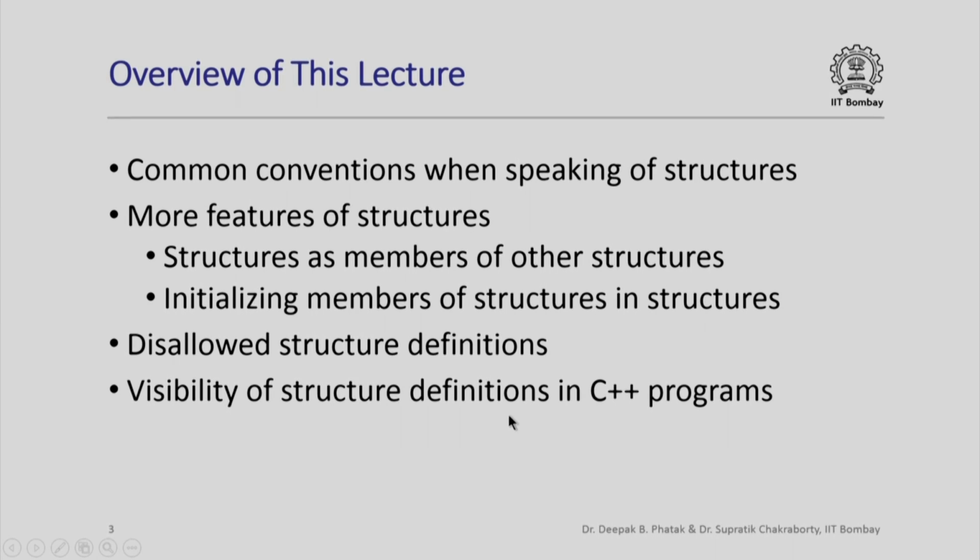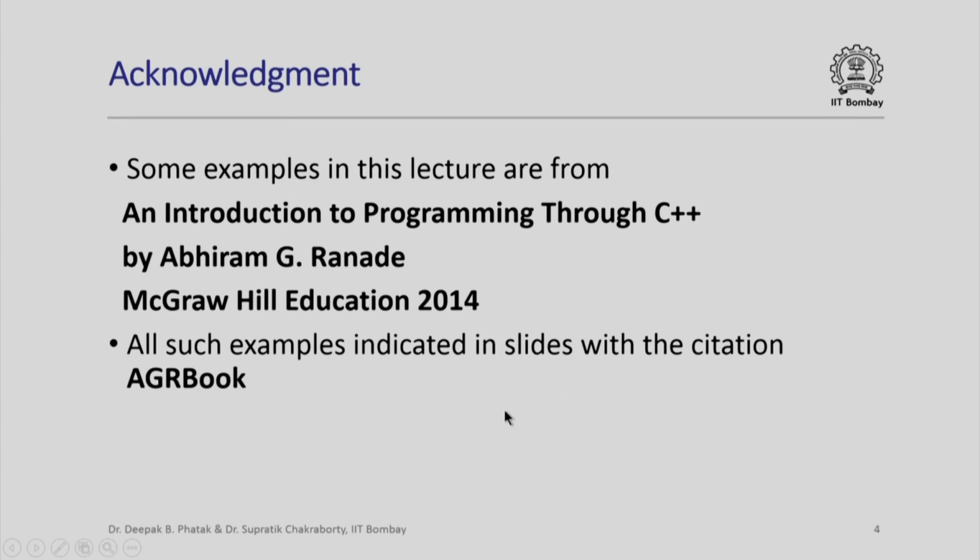and we will see how the visibility of structure definitions in C++ programs is determined. Some examples in this lecture are from the book An Introduction to Programming Through C++ by Abhiram G. Ranade, published by McGraw-Hill Education in 2014. All such examples will be indicated in slides with the citation AGR book.